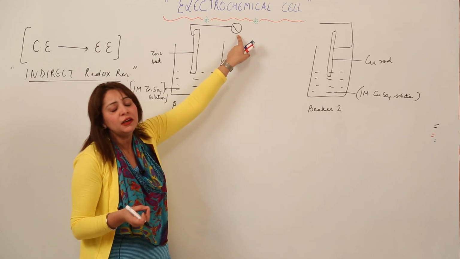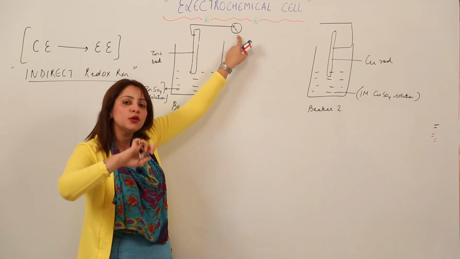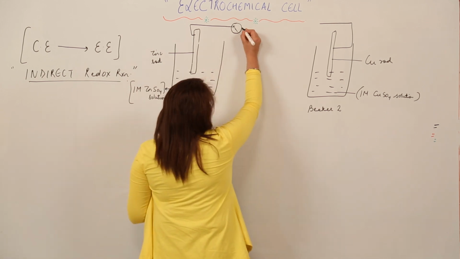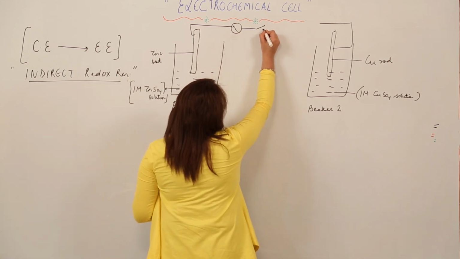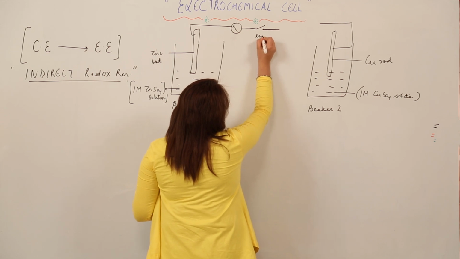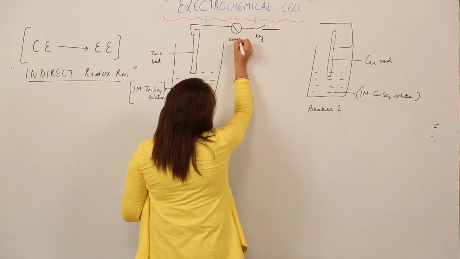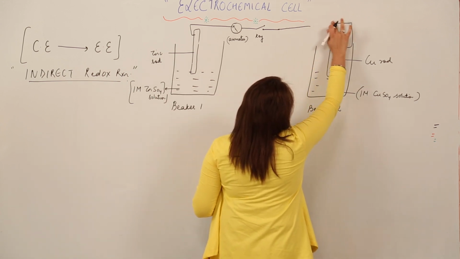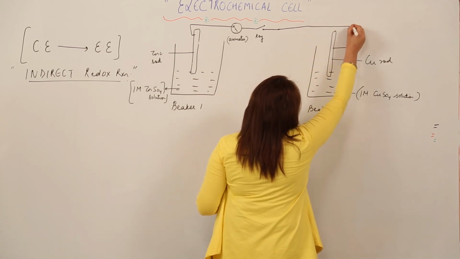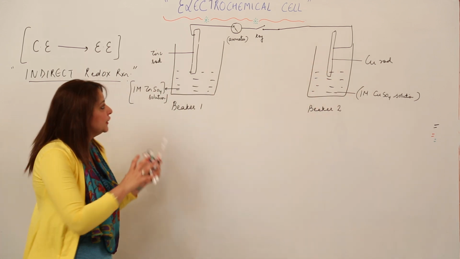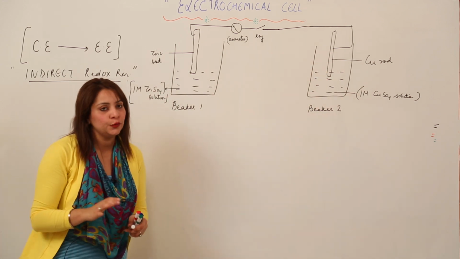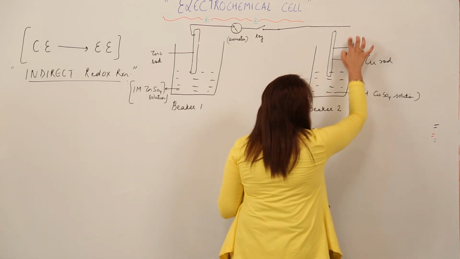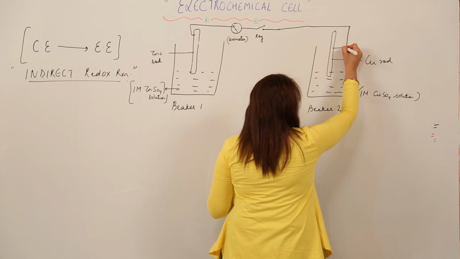So what I have taken here is an ammeter which has a needle that shows the deflection whenever current is produced, right? We have the wire, we have the switch, or you can say we have the key. This is the ammeter, we have the key, and by means of these wires the electrodes are connected to each other, right? So this is how these two beakers are connected. Now I think it's clear, it is just wires. I'll just draw it properly.